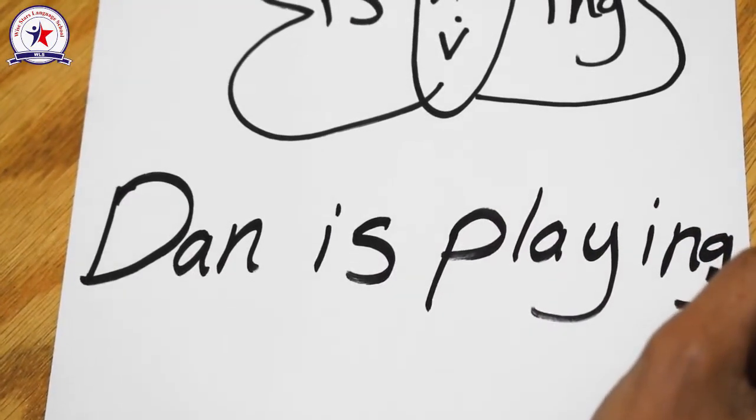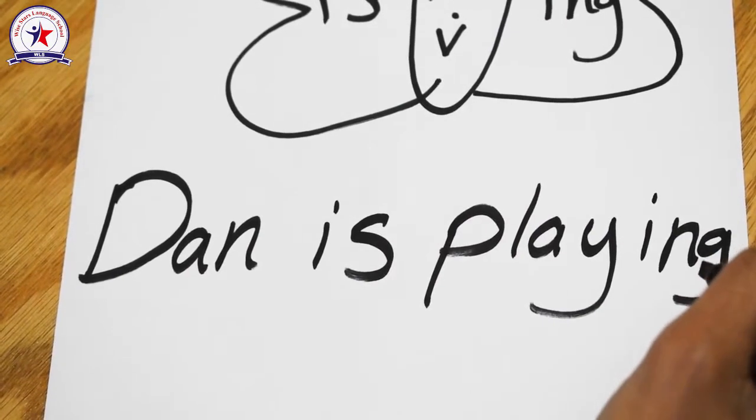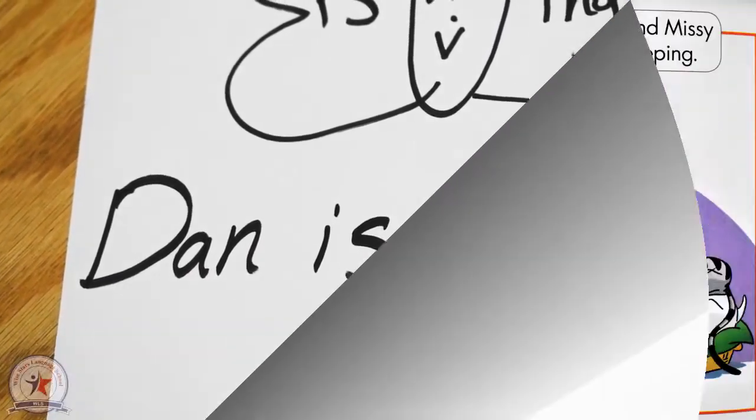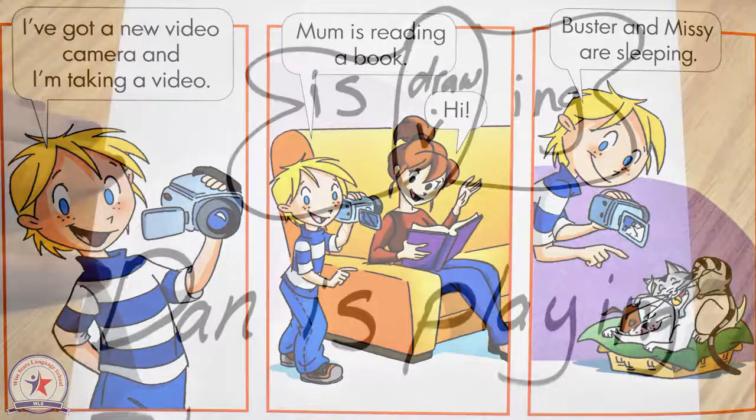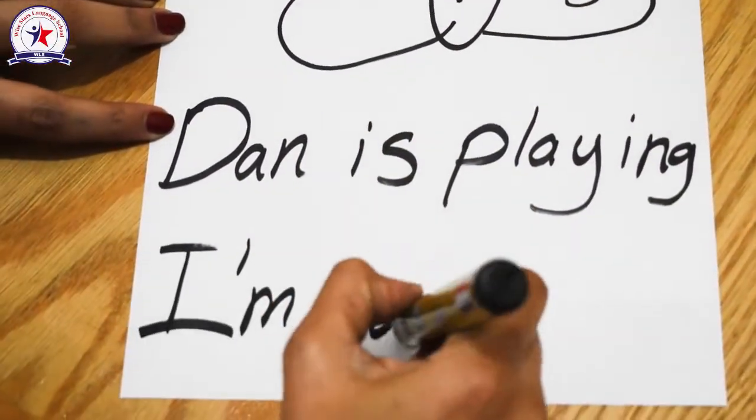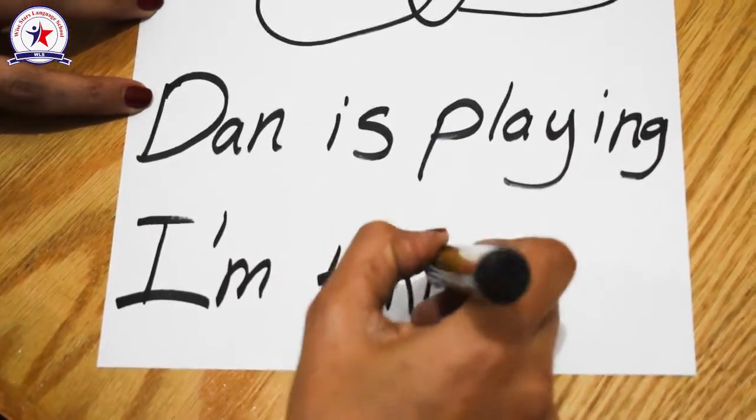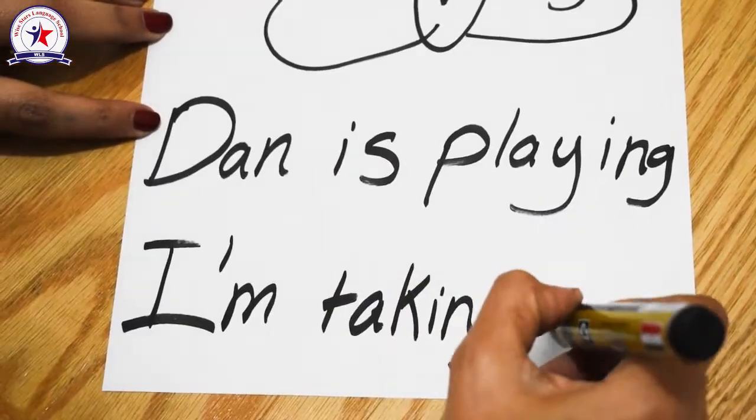So now we're going to open Grammar Book, Little Genius, page 56, and let's read together. I have got a new video camera, and I am taking a video.